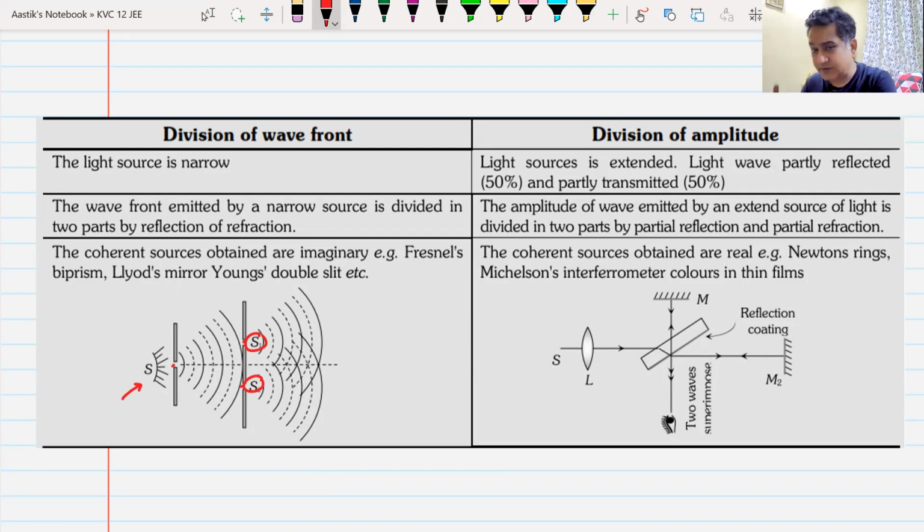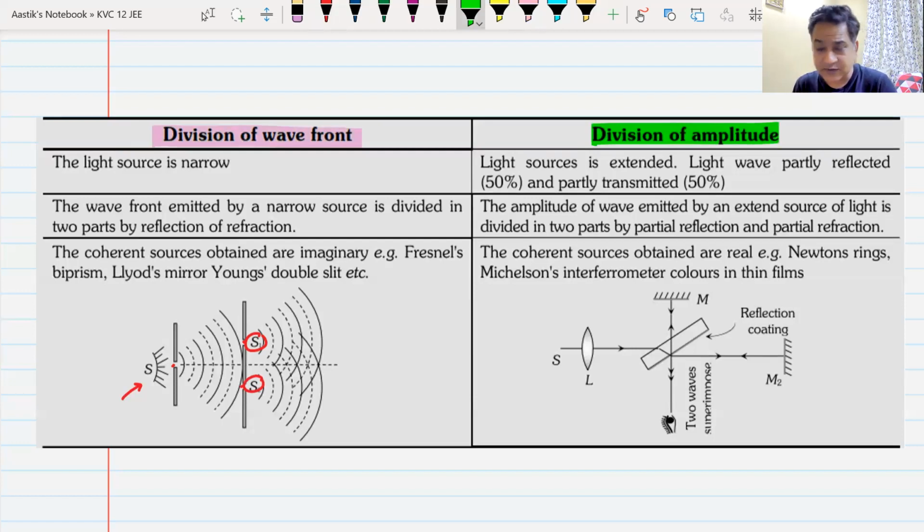This diagram we will see many times in this topic. Coherent sources of light can only be produced by a single source of light. There are two methods of producing coherent sources from light from a single source. The first method is known as division of wavefront. You just have to remember this. The second method is known as division of amplitude.